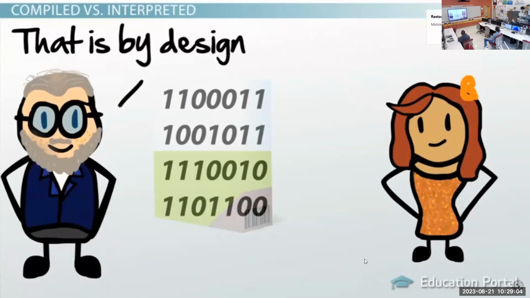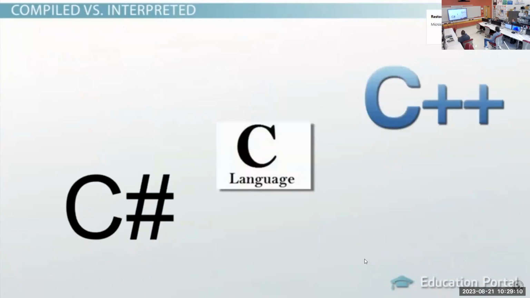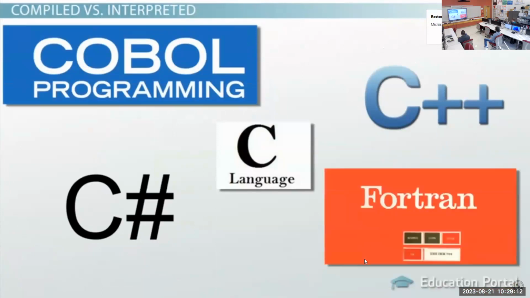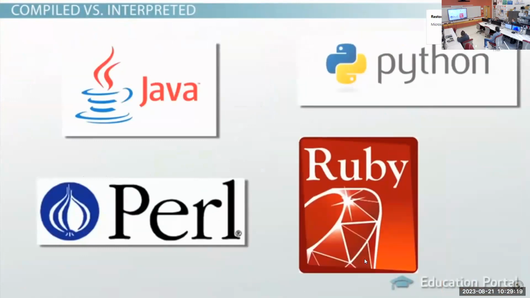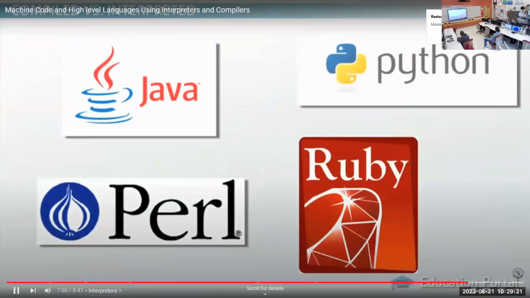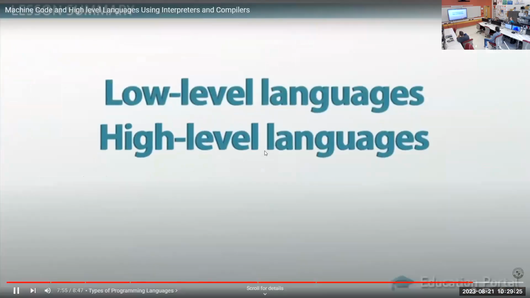Examples of compiled languages include C and its derivatives, C++, and C#, COBOL, and Fortran. Examples of interpreted languages are Java, Perl, Python, and Ruby. There are two major types of programming languages: low-level languages and high-level languages.